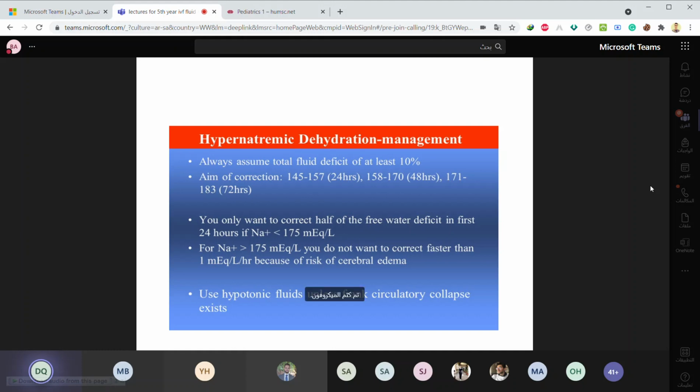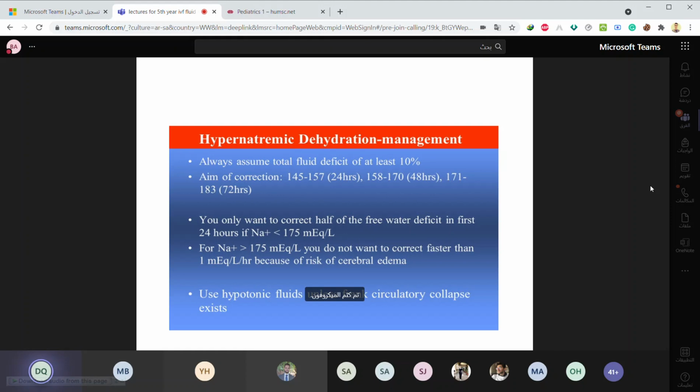We have to correct half of the free water deficit in the first 24 hours in case of sodium level less than 175. And if the sodium level more than 175, we have to correct it not more than 1 milliequivalent an hour because of risk of cerebral edema.